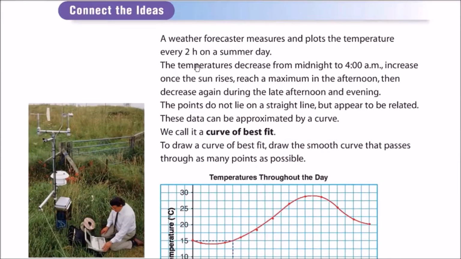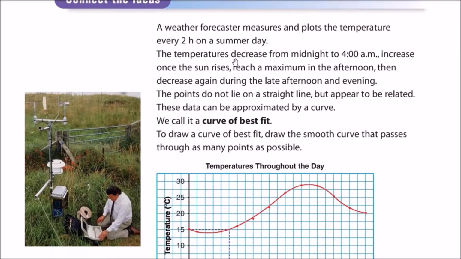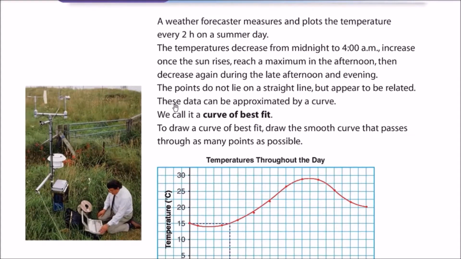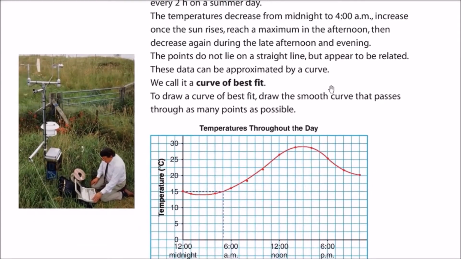Then there is one more thing. A weather forecaster measures and plots the temperature every 2 hours on a summer day. Now the temperature decreases from midnight to 4 a.m. This always happens: in the night the temperature decreases and it increases as the sun rises. It reaches the maximum in the afternoon. Then again it decreases during the late afternoon and evening time.